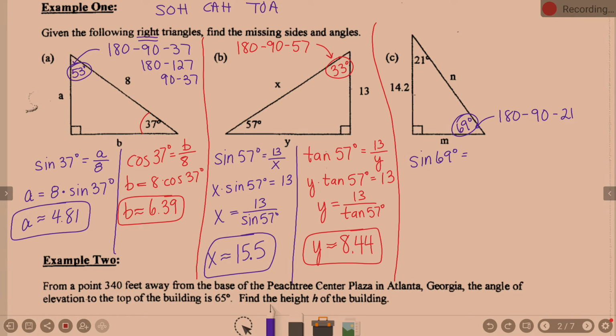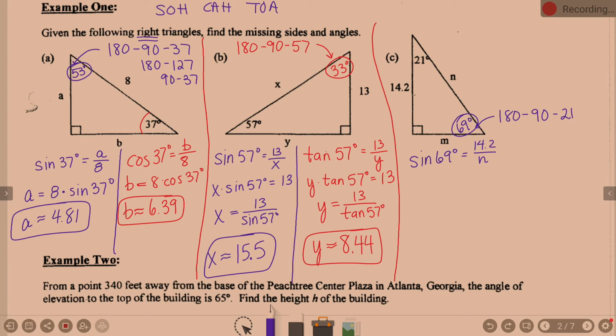Okay. Sine of 69 degrees is opposite over hypotenuse, 14.2 over N. And if you don't like this method, pick a different route, right? Meet me in the end. This is a good practice run.